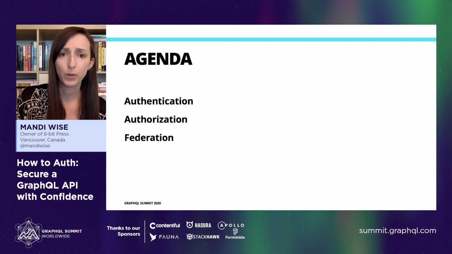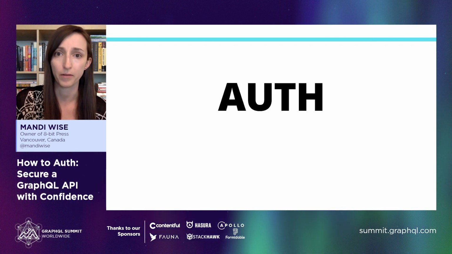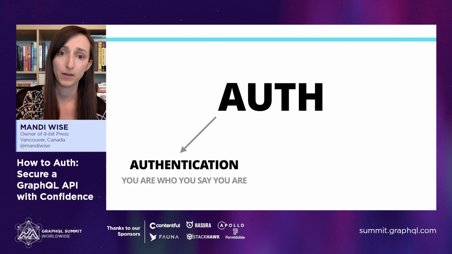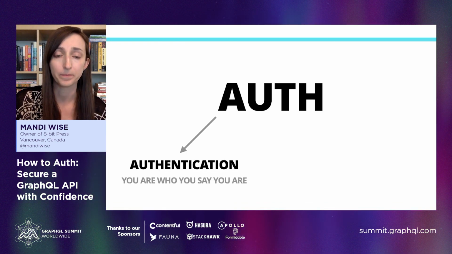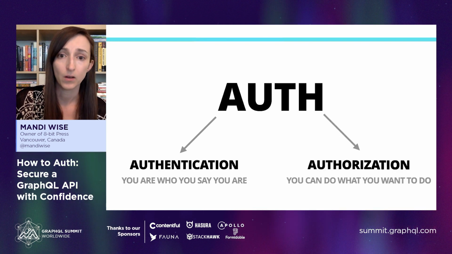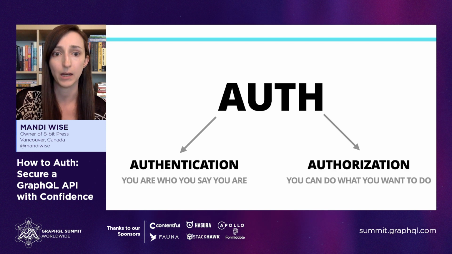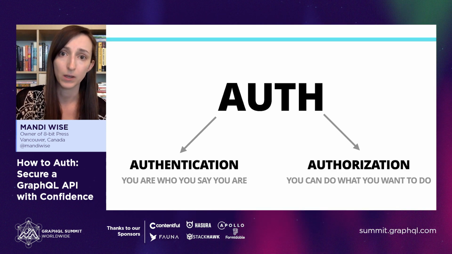Now, before we dive in, it's important that we clarify what we mean when we talk about auth, and there are two sides to this. So first, we have authentication, which helps us identify that a user is who they say they are. And once authenticated, we want to make sure that users are only doing the things that they're allowed to do with our API, given their assigned roles, groups, or permissions. And this is what we refer to when we talk about authorization.